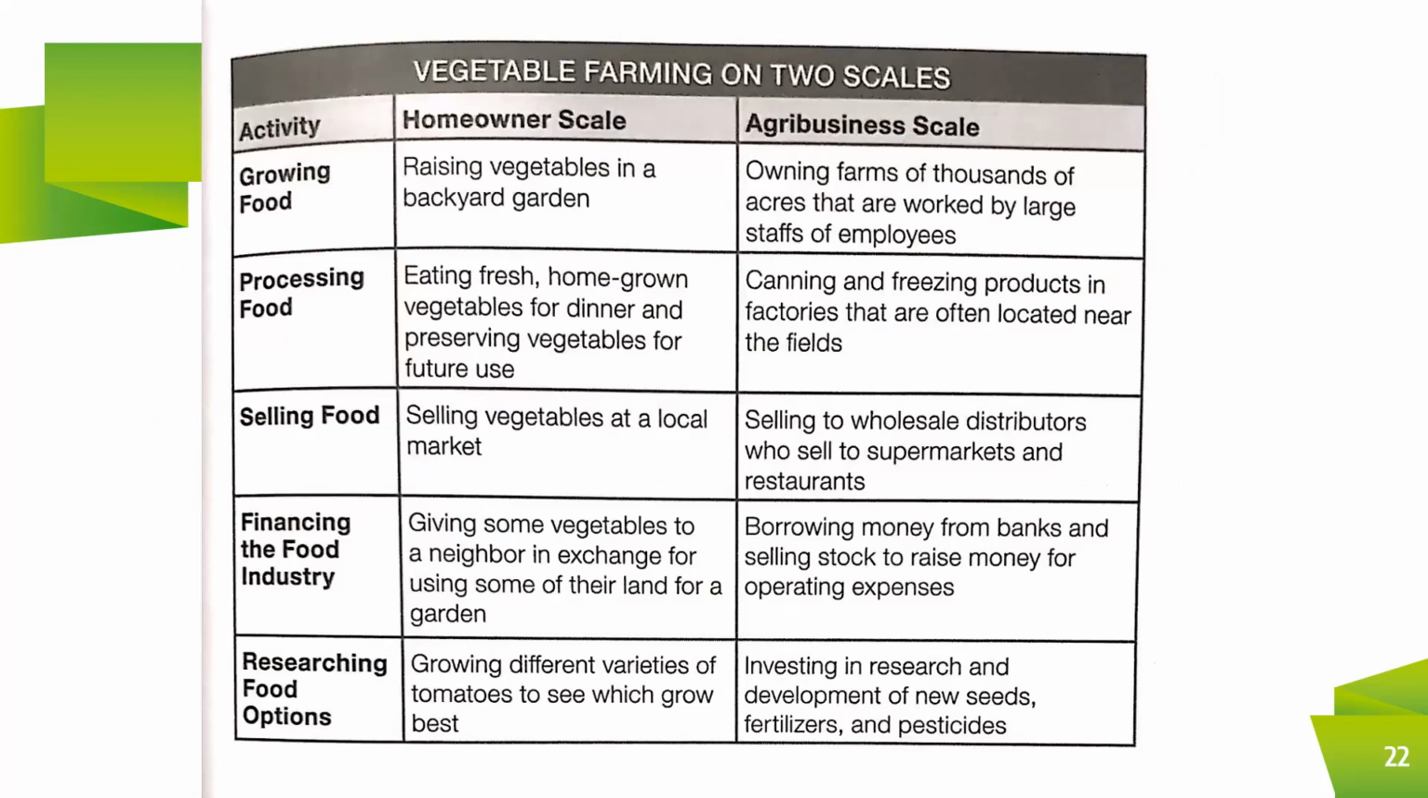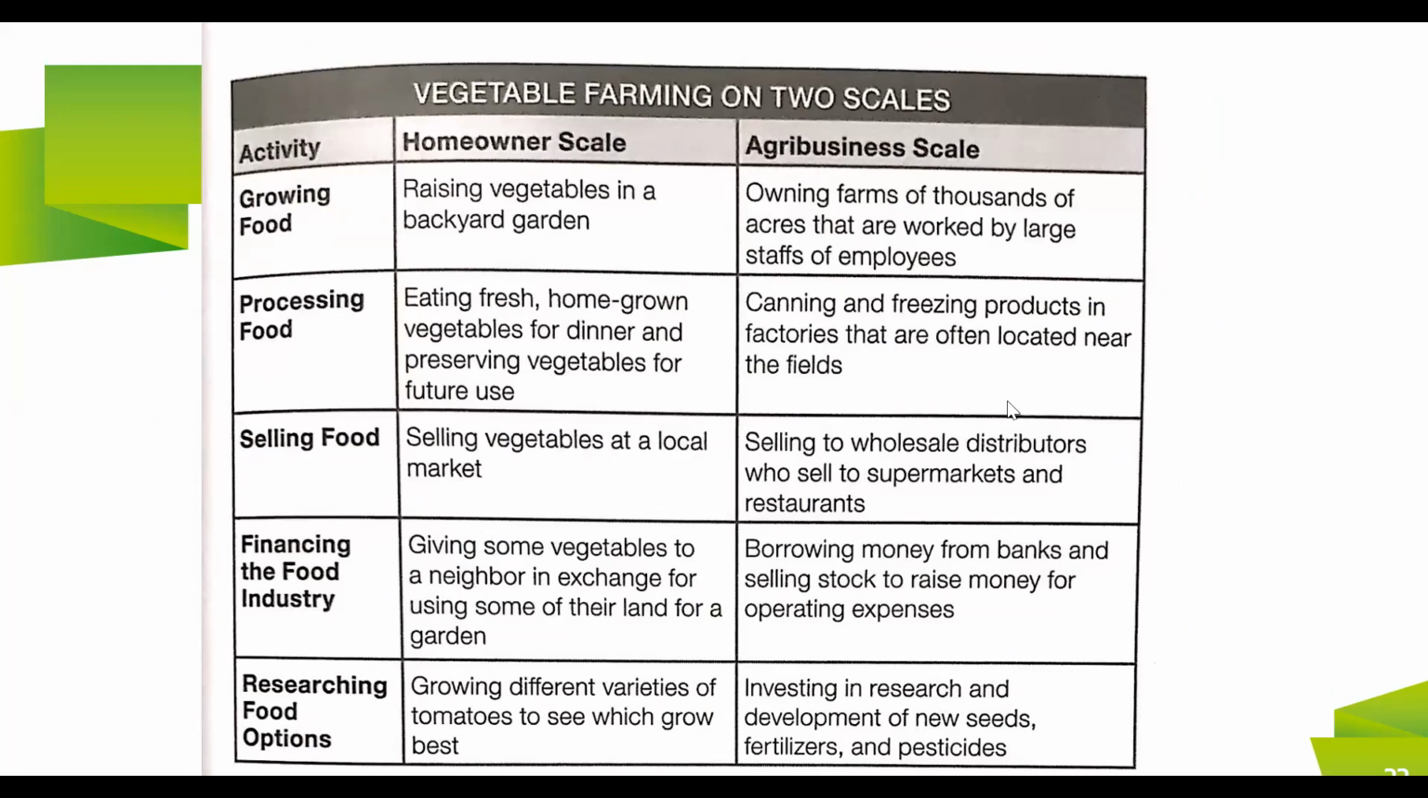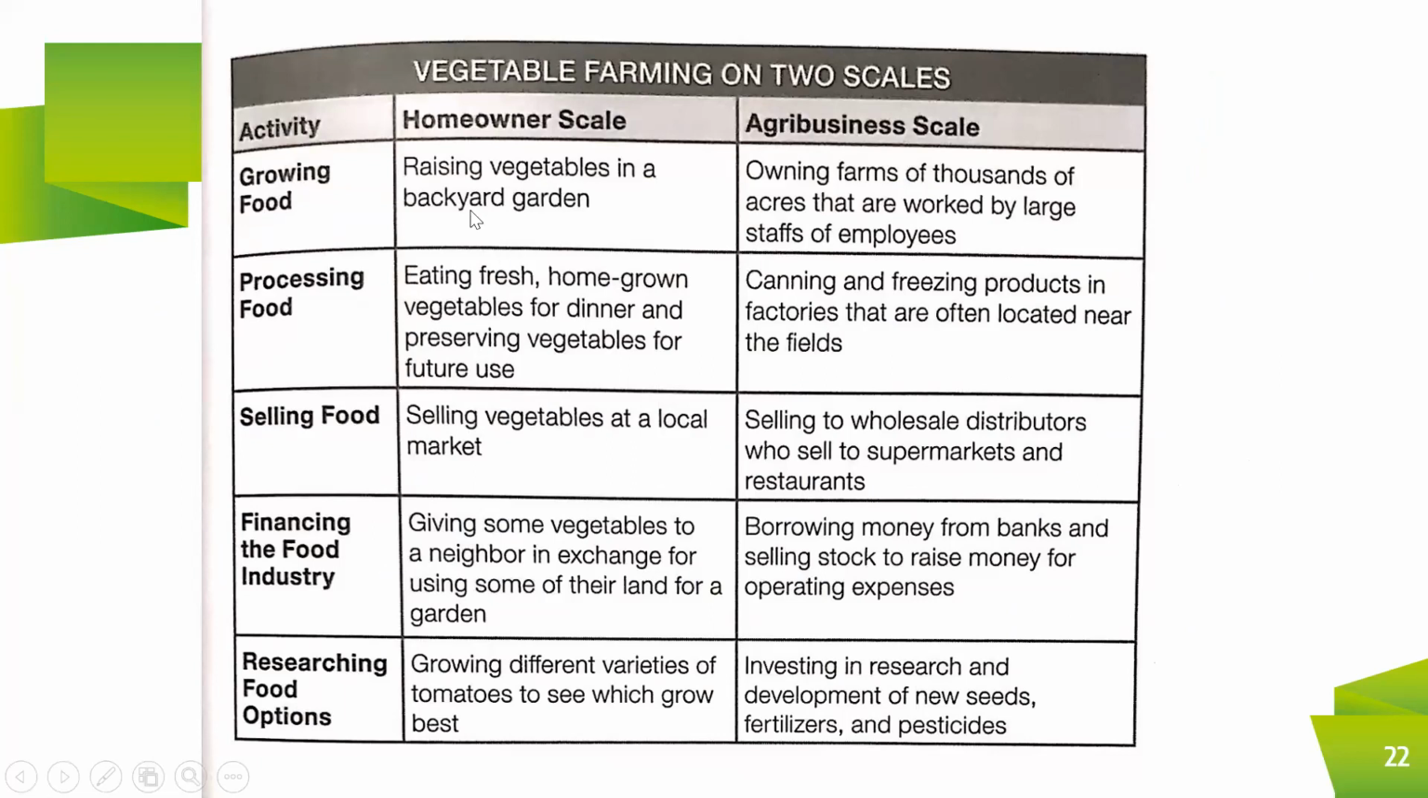So, agribusiness compared to the homeowner scale, I should say, of growing crops here. A homeowner might raise vegetables in a backyard garden. Agribusiness, though, they're going to be owning a farm of thousands of acres that are worked by large staffs of employees. How they're going to process food: at the homeowner scale, they're going to be eating fresh, homegrown vegetables for dinner, preserving vegetables for future use. Agribusinesses are going to can and freeze products in factories, and so on. So you can see the difference here.